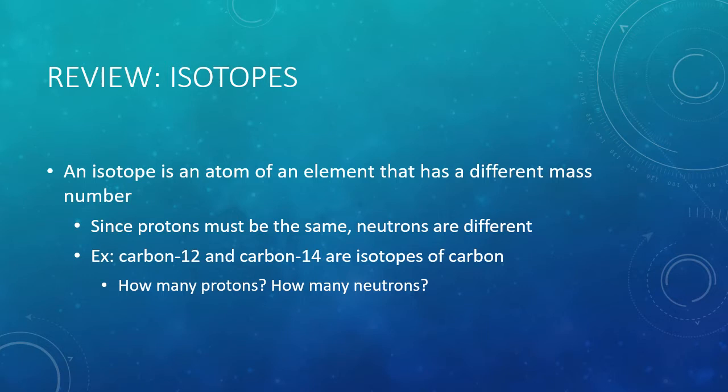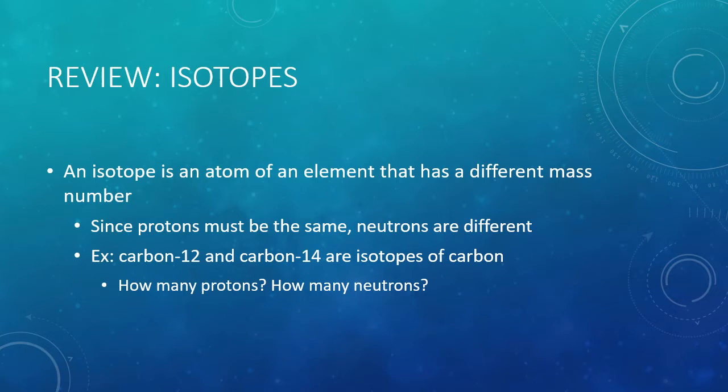Since protons are unique for each individual element, this means that the only other subatomic particle that contributes significant mass, aka the neutron, is the particle that there will be different amounts of. For example, carbon-12 and carbon-14 are both isotopes of carbon. So you should consider how many protons does each have and how many neutrons does each have.